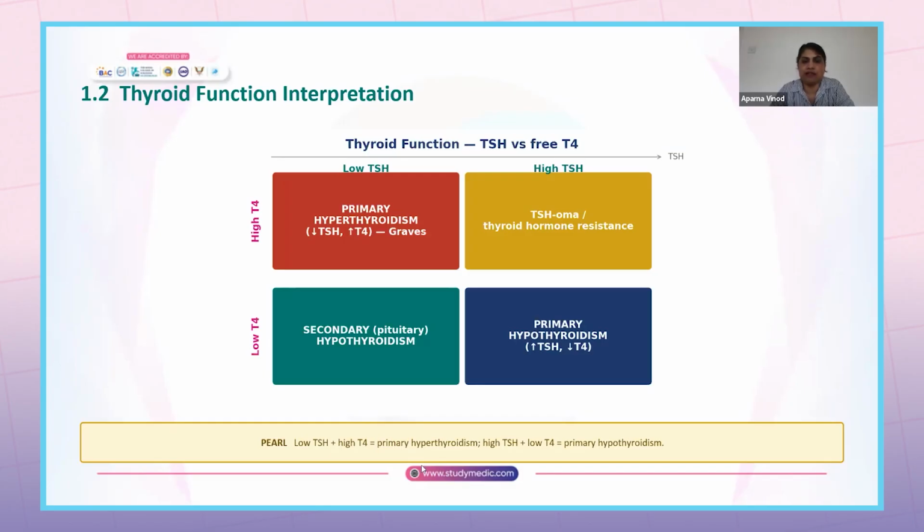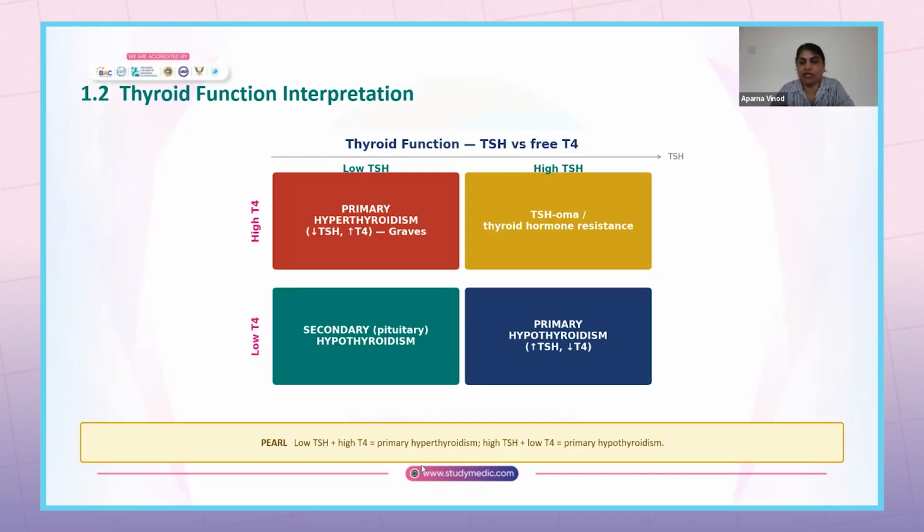the example being Graves' disease. When you have secondary hypothyroidism, it will be low TSH and low T4. The gland is not producing enough thyroid hormone, and the pituitary fails to stimulate the gland to produce more thyroid hormone. So that is secondary hypothyroidism, where the pituitary is affected.